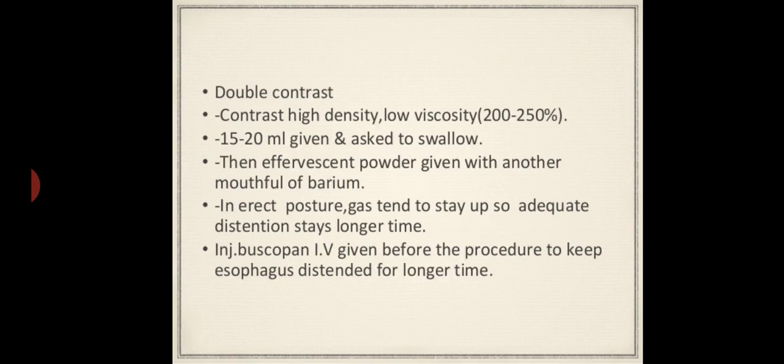Next is the double contrast, with contrast of high density and low viscosity. 15 to 20 ml is given and the patient is asked to swallow. Then effervescent powder is given with another mouthful of barium. In erect posture, gas tends to stay up, so adequate distension stays for a longer time. Injection Buscopan IV is given before the procedure to keep the esophagus distended for a longer time.